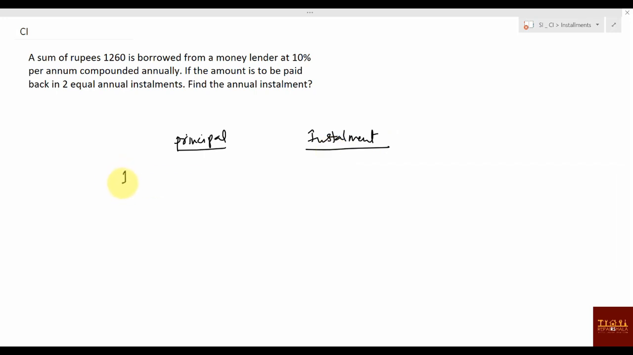You can say in 1 year it will become 10 to 11, yes or no? 1 by 10, 10 percentage you forgot. 10 will become 10 plus 1. It means in 1 year, if amount is 10, it will become 11. In 2 years, what will happen? If it is 100, it will become 121.